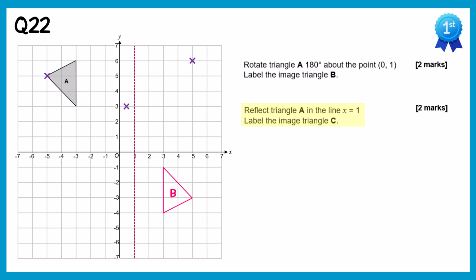It's 1, 2, 3, 4 as well. So we go 1, 2, 3, 4 past it. For the final point though, it's 6 squares away, so we go 6 squares past it. And this is where the reflection goes, so this must be triangle C.